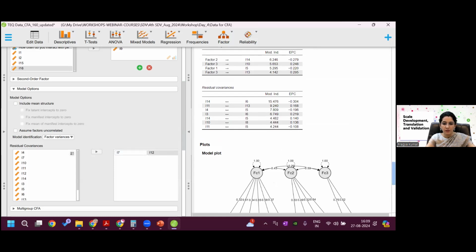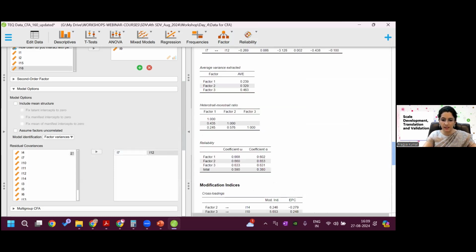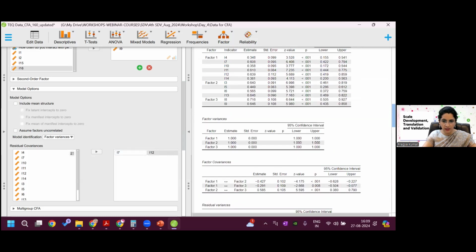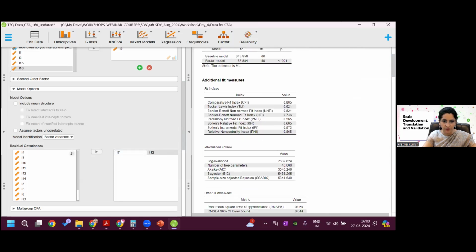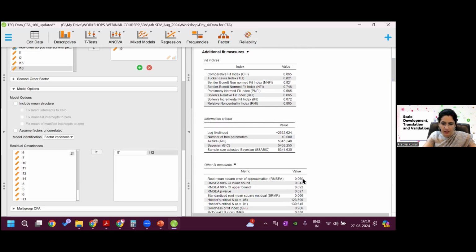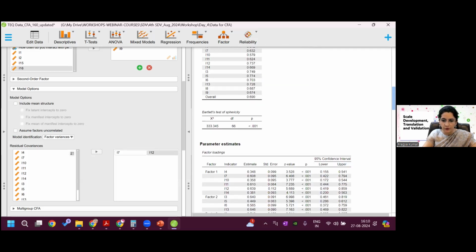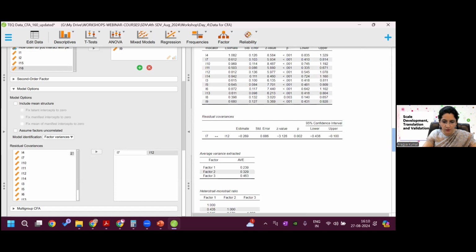So if you see, initially it was 0.83. The model fit, which was the comparative fit index, if I go up, it is now 0.86. Can you see? It is 0.86. Remember, this is 0.86. And RMSEA, if you see this, it has also come down a little, like 0.06 or 0.07. So I will put these covariances also, then we'll see.